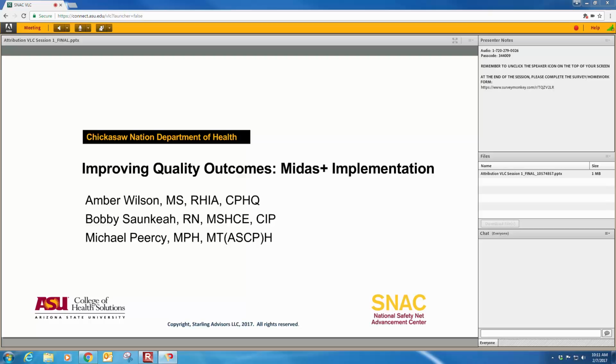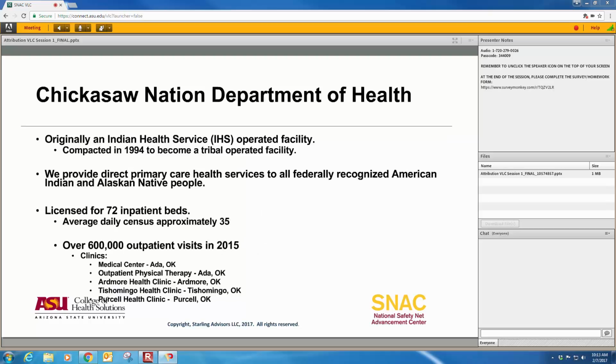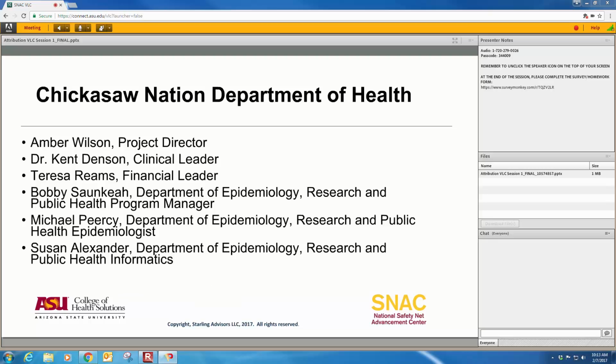Again, we were originally an Indian Health Service facility, and in 1994 we compacted to become a tribally operated facility. We provide direct primary care service to any federally recognized Native American, licensed for 72 beds, but predominantly our outpatient volume is where we see the most of our visits, and we had over 600,000 outpatient visits in 2015, and that rose in 2016 as well. Next slide. These are our team members who have assisted with our grant work.